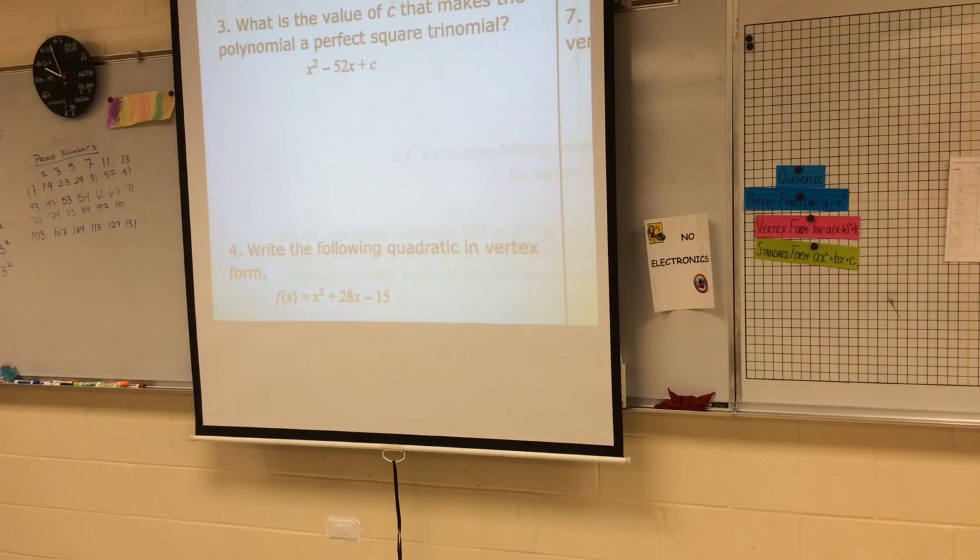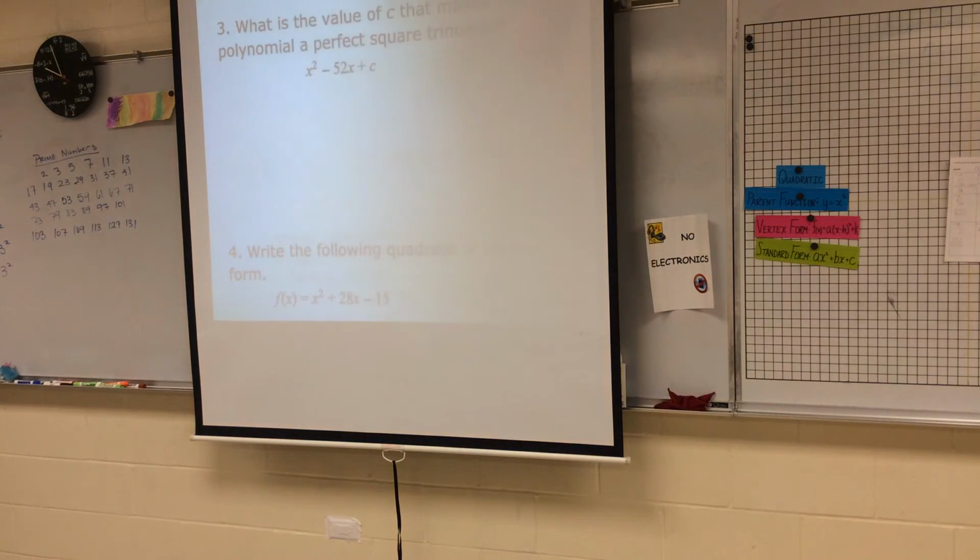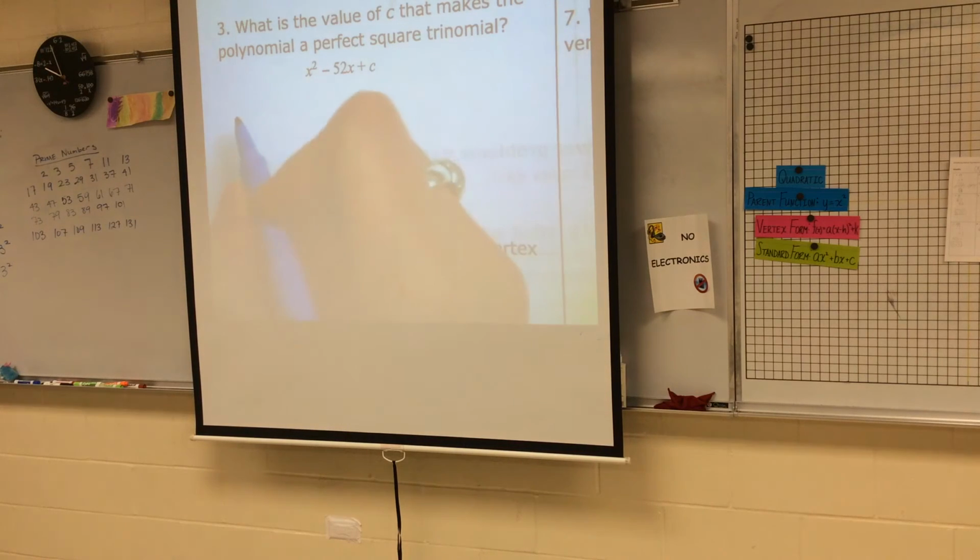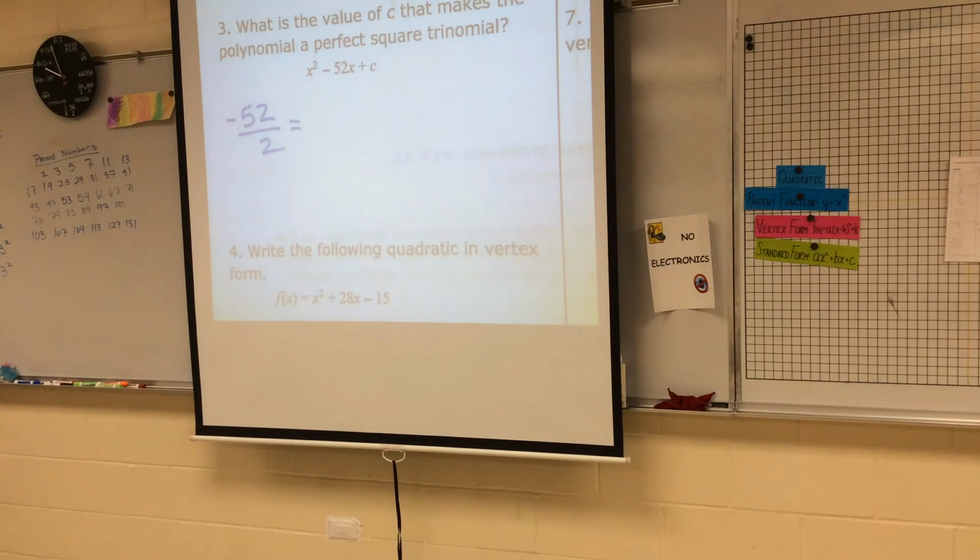Number 3 says, what is the value of c that makes the polynomial a perfect square trinomial? So to do that, we're going to do what we did before to check, right? So we're going to take half of negative 52. Negative 26. And then to find c, what do I need to do with that negative 26? Multiply it by itself. We're going to square it, right?